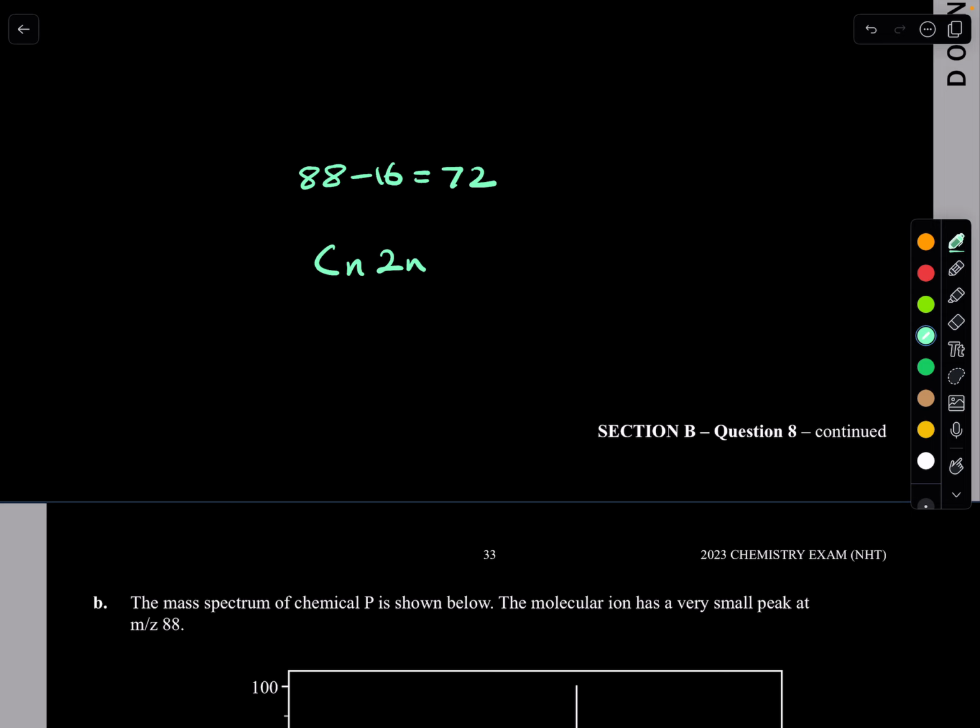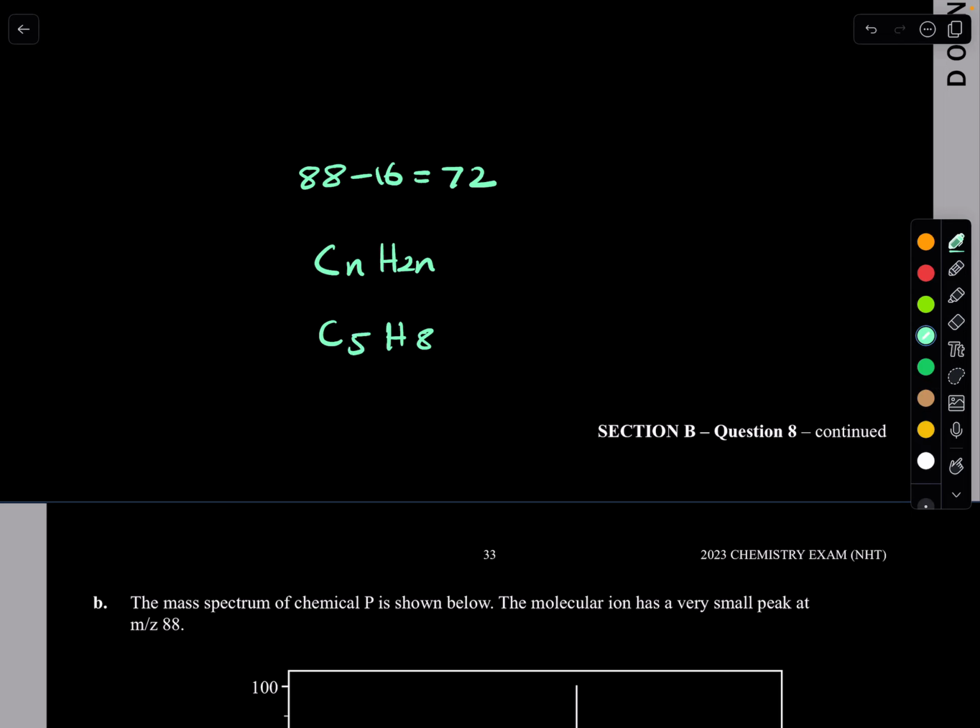CnH2n. Start guessing values that fit this. If they get close with this. For example, let's say n is 4. So 4, and 2n is the hydrogen, so 8. Let's see if this molar mass is close to this. So 4 times 12 plus 8 is 56. It's very far.